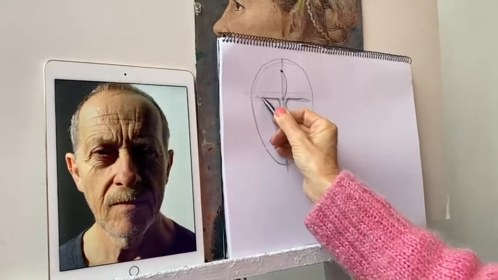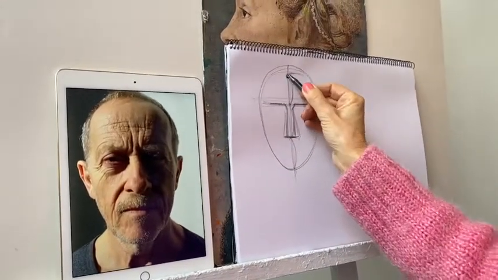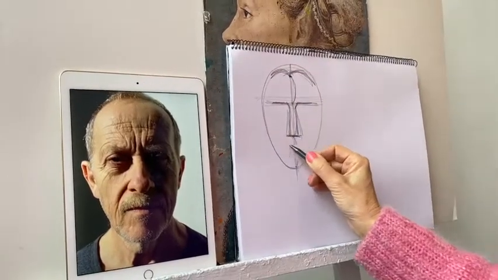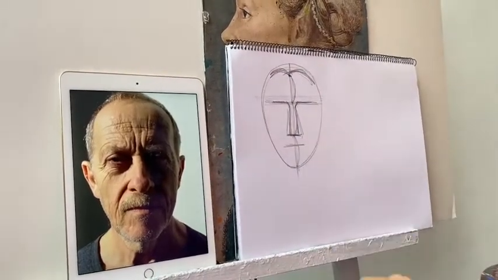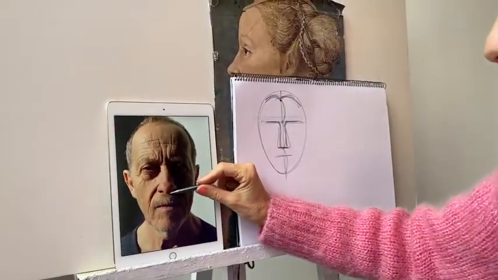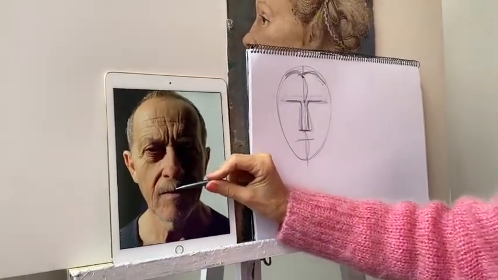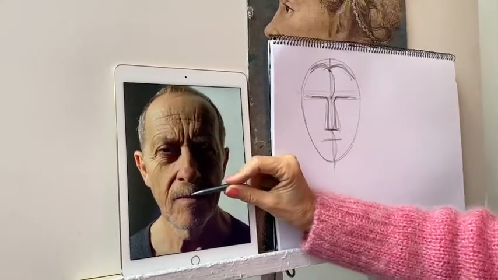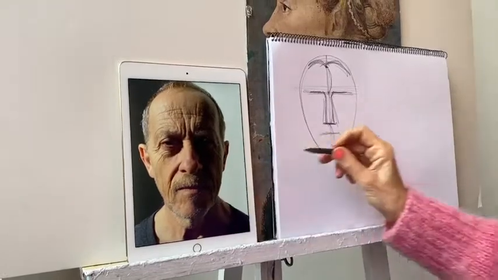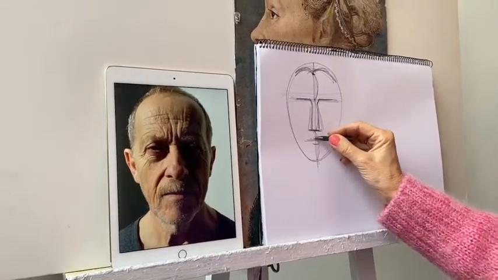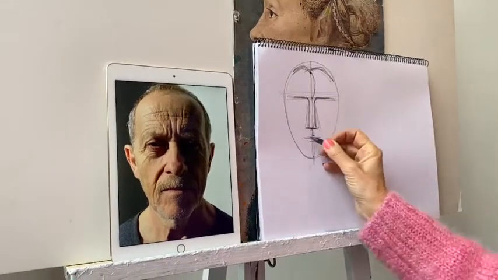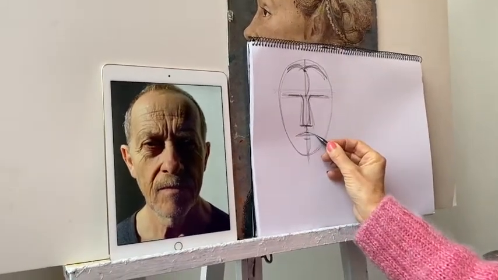Eyebrows here. Hair is supposed to be growing from here. Lips somewhere here. Please make sure you're noticing that the space from the bottom of the nose to the lips is less than the one under the lips. The whole chin is here, the bottom structure of the skull. So if this is my lips, that is less than this. I'll just do the mouth very quickly.